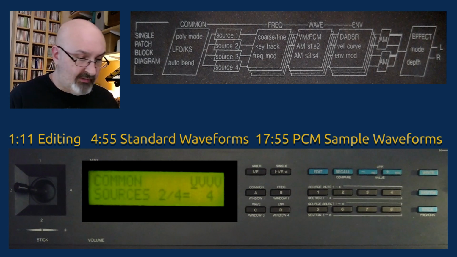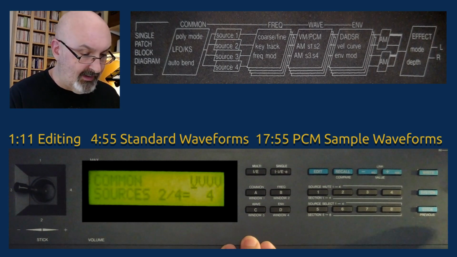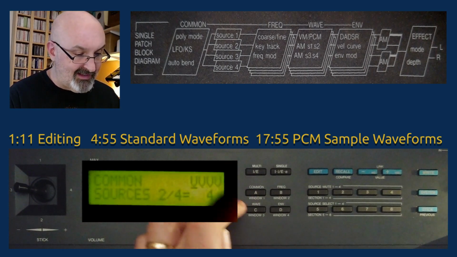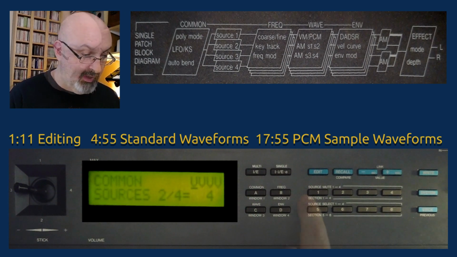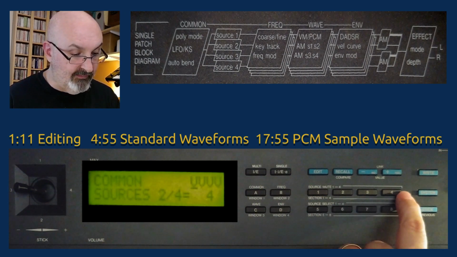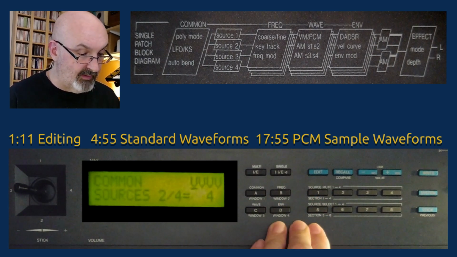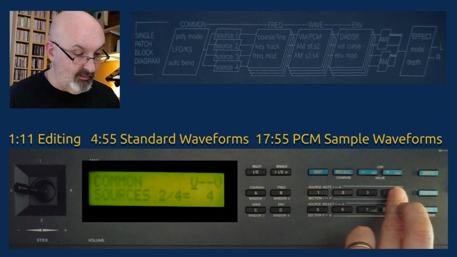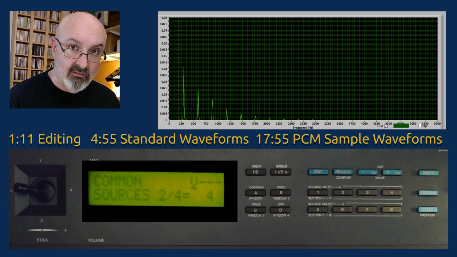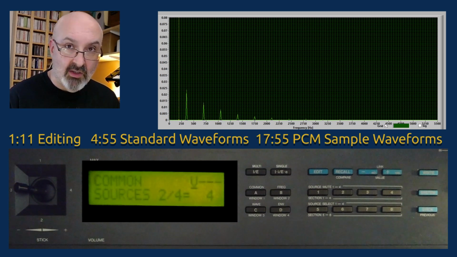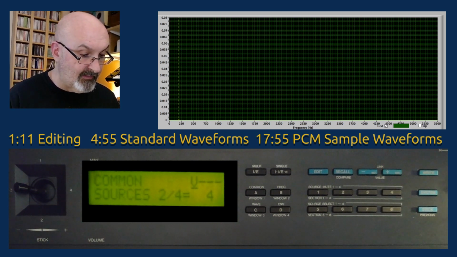Let's have a look at the source. Now, it is actually labeled here. So in the edit mode, the text above the button relates to the function. Here, where it's 1, 2, 3, 4, it's source mute 1, 2, 3, 4. And if you select them, if there's a line, then it means it's muted. So I'm down to one source or one oscillator, if you want to think of it like that.